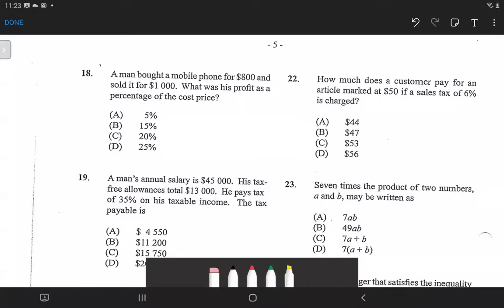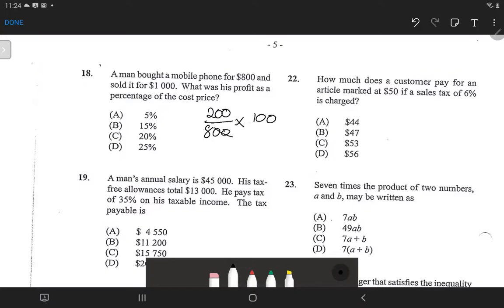All right, so number 18 tells us a man bought a mobile phone for $800 and sold it for $1,000. What was his profit as a percentage of the cost price? Well, the profit was $200. As a percentage of your cost price, you divide by the cost price and multiply by 100%.